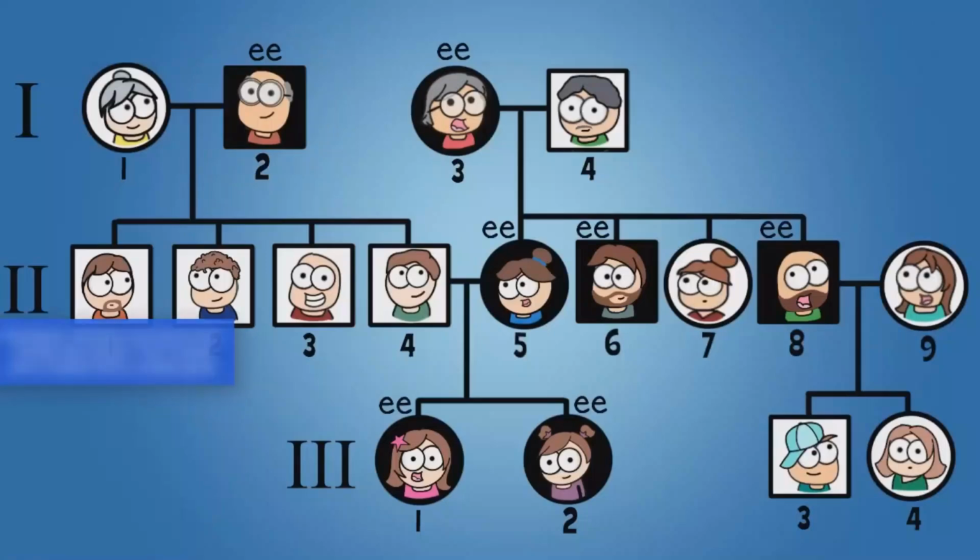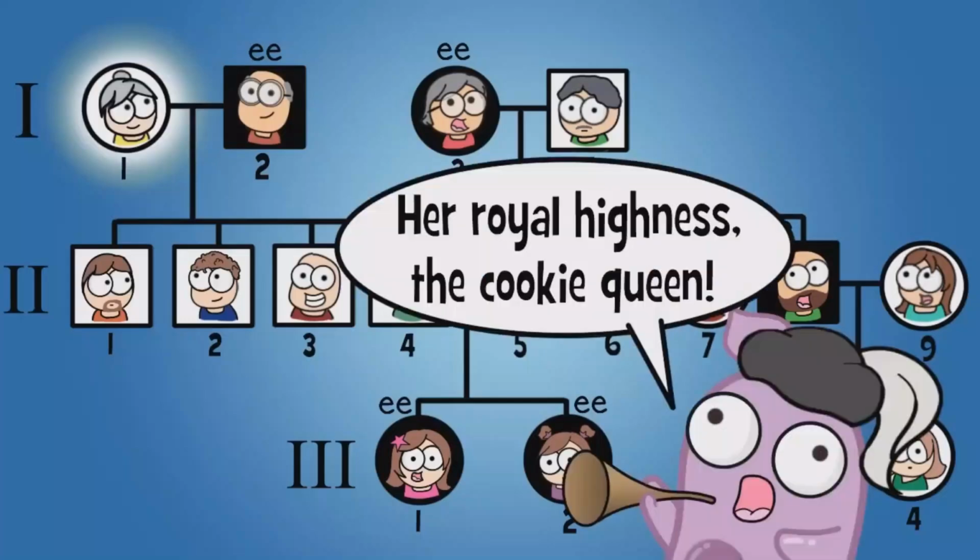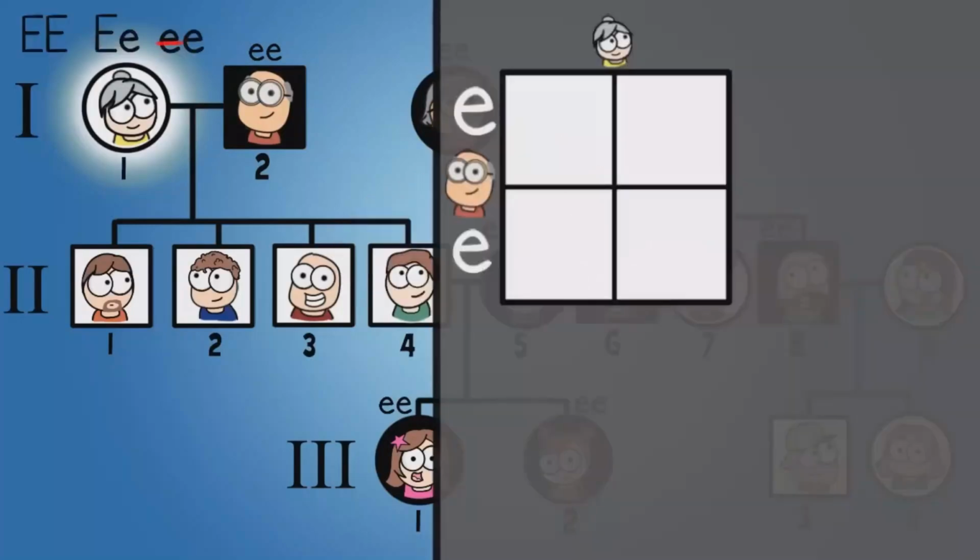Okay, so let's go ahead and label all these shaded shapes with the genotype little e, little e, since we know that's the trait we're tracking. Now take a look at generation 1, individual 1. That would be my paternal grandmother. What's her genotype? We know it's not little e, little e, or her shape would be shaded. But if we went with big E, big E, could that still work?